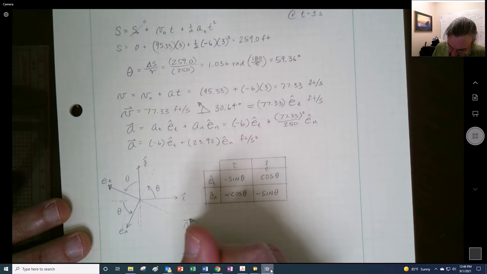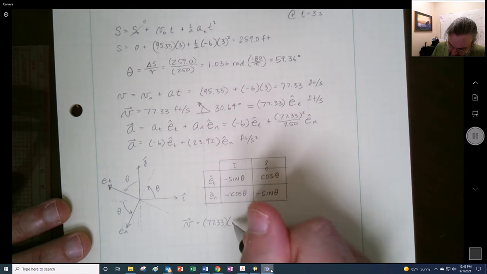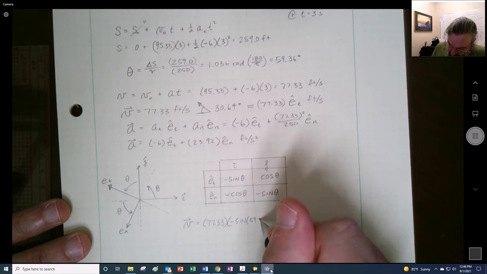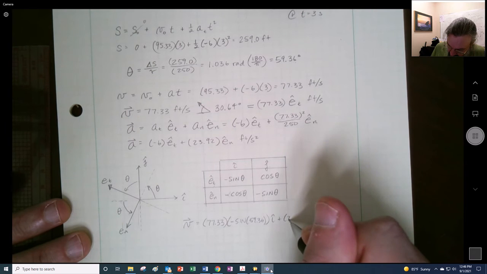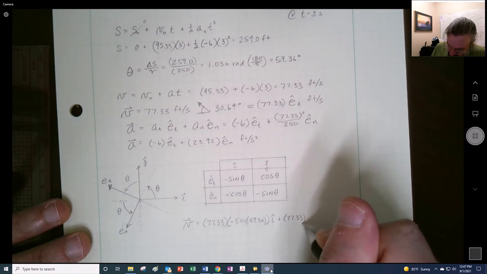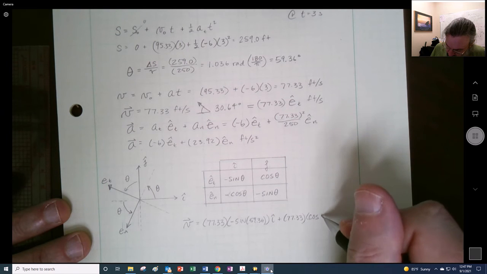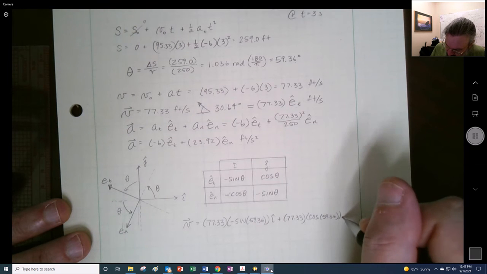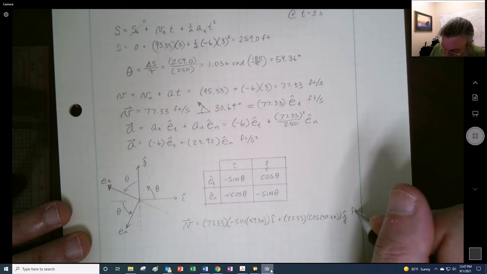So the velocity is going to become 77.33 times the negative sine of 59.36 I plus our 77.33 times the cosine of 59.36 J. And these are still going to be feet per second.